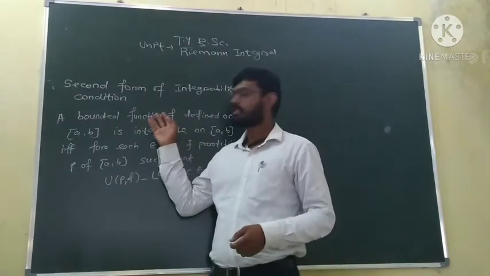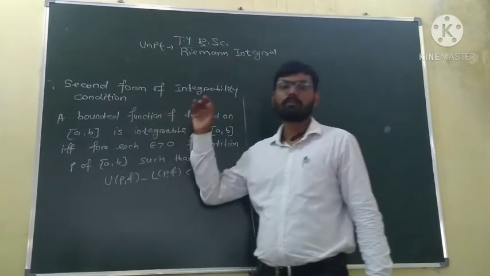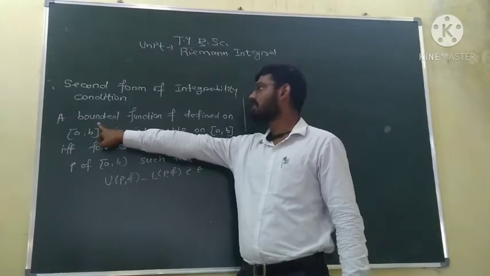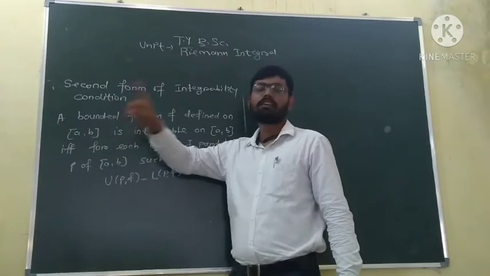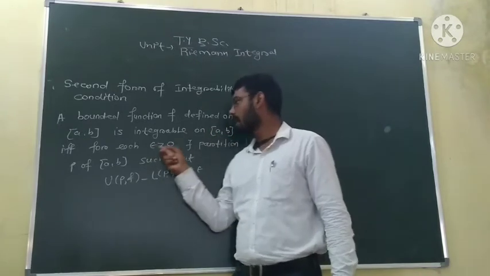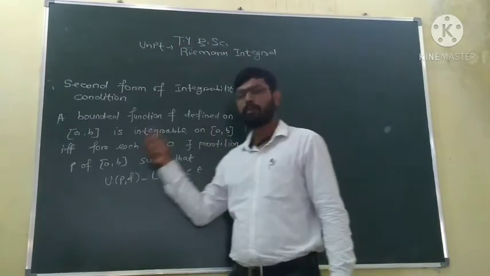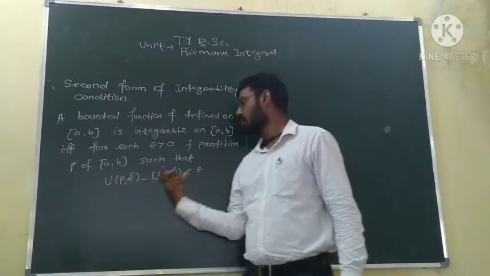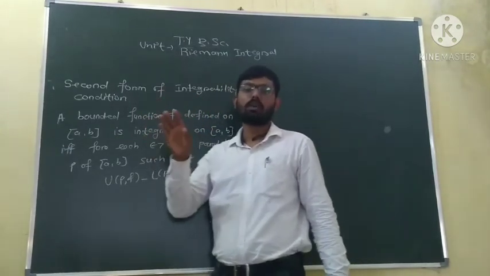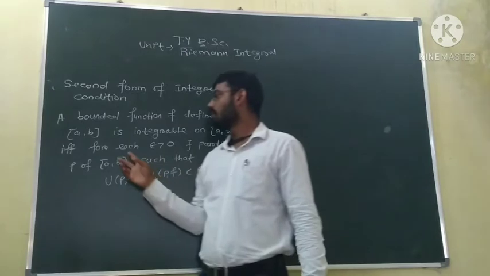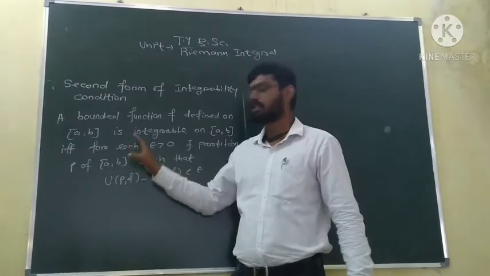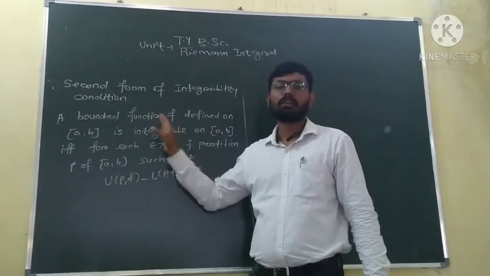This condition is very similar to the first form of the Riemann integrability condition. If a bounded function f is defined on [a, b], then it is Riemann integrable on the interval [a, b] if and only if for every epsilon greater than 0 we can find a partition P such that the difference between the upper sum and the lower sum is less than epsilon. So we have removed some extra conditions from the first form. Here we don't need the norm of the partition to be less than delta, or to find a delta at all.